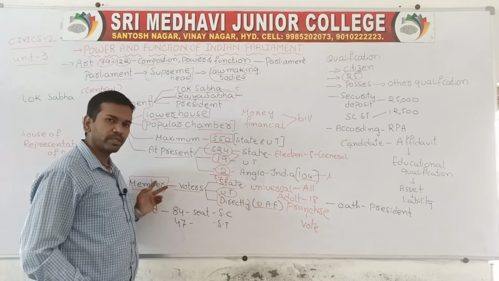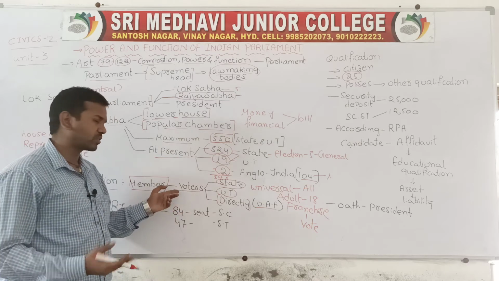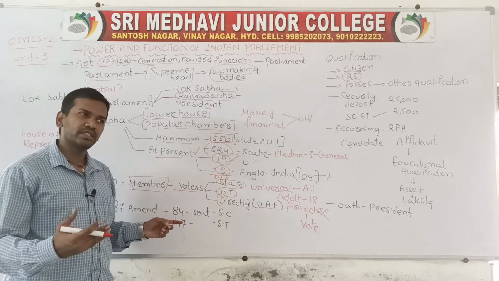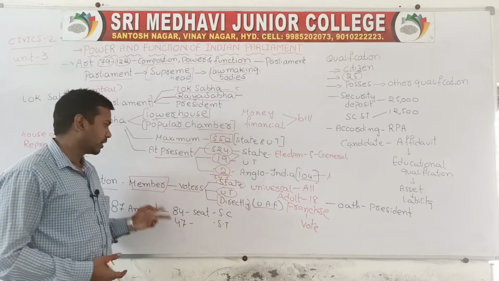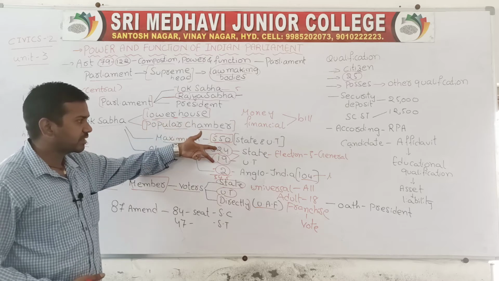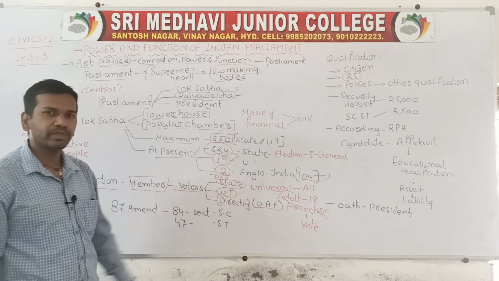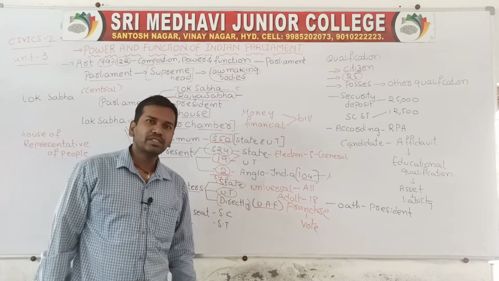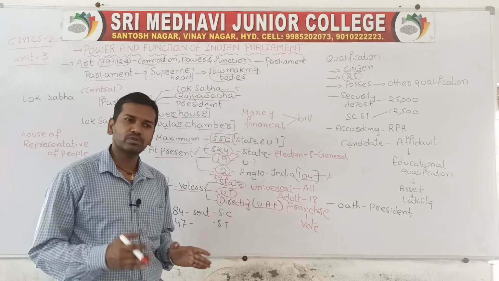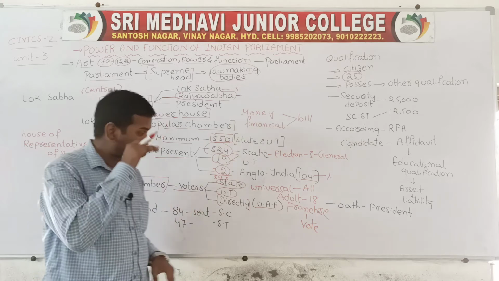The member of Lok Sabha will be appointed by the voters who completed 18 years of age and who have the right to vote. All the registered voters in our country, if they completed 18 years of age, have the right to vote. So these voters will appoint the members of Lok Sabha, from the states and union territories, directly through universal adult franchise. Universal means all, adult means 18 years, franchise means right to vote. So all the people who complete 18 years of age have the right to vote. That is called universal adult franchise.